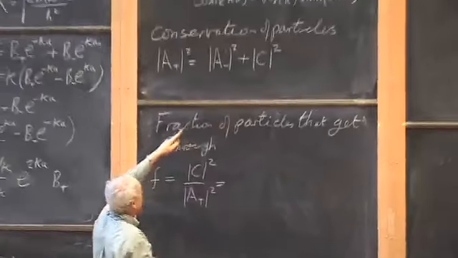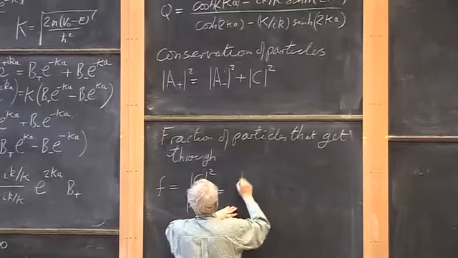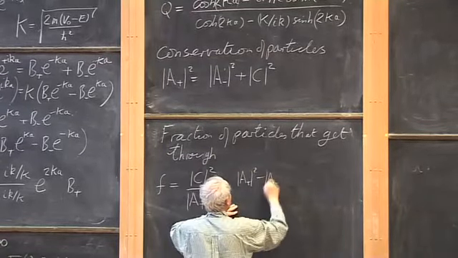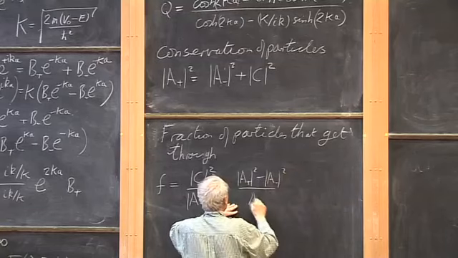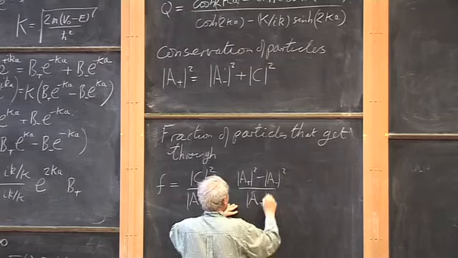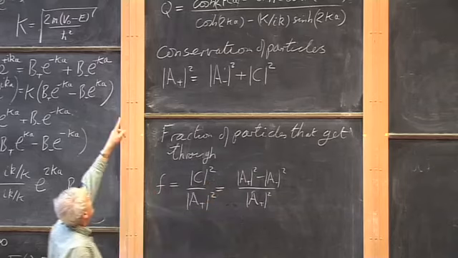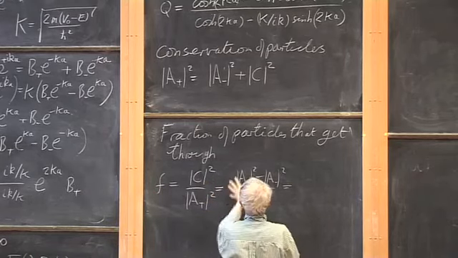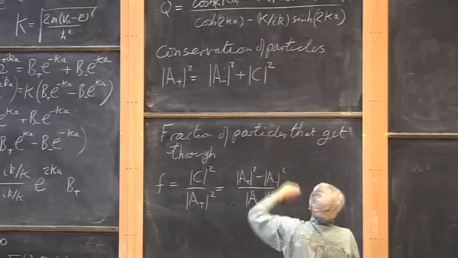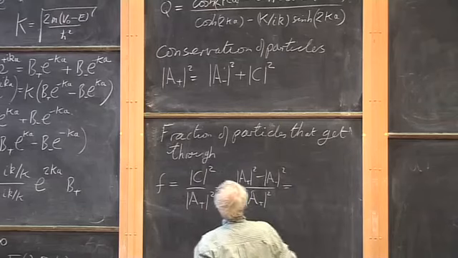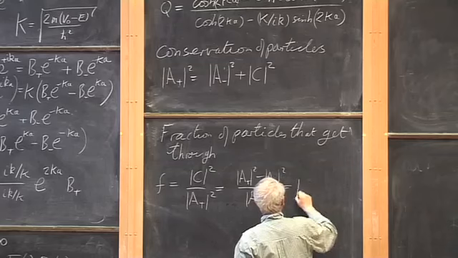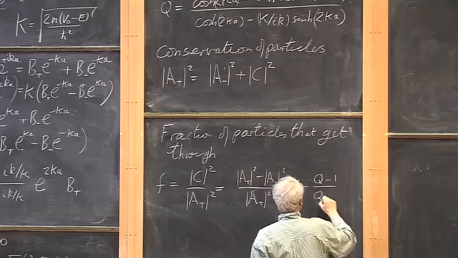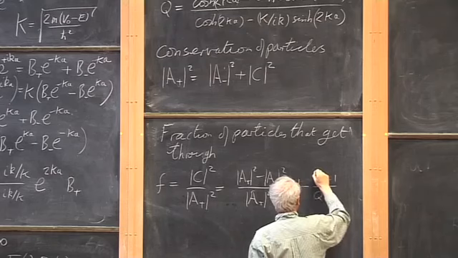So the fraction of particles that get through will be given by this ratio here, which, given that relationship, we can write as A plus mod squared minus A minus mod squared over A plus mod squared. But we've got A minus mod squared from that expression at the top, as a multiple of A plus mod squared, so we can write this as 1 minus mod squared of q minus 1 over q plus 1.